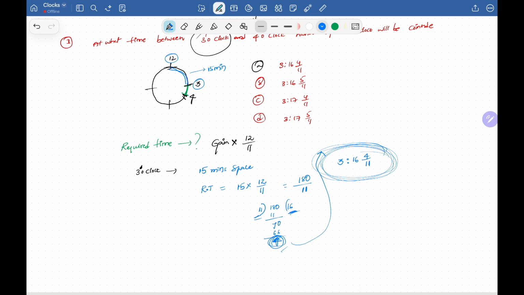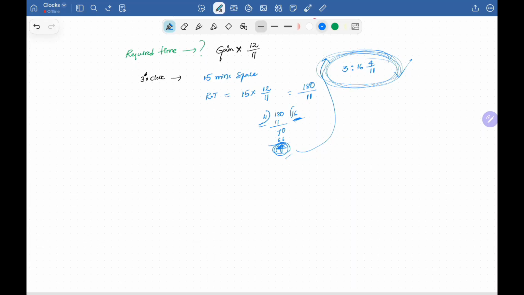This is how you need to write it down. This is the answer. Which option is it matching with? Option A, it is matching. Okay, here I can tell you a short trick, a shortcut. Just focus on the shortcut.